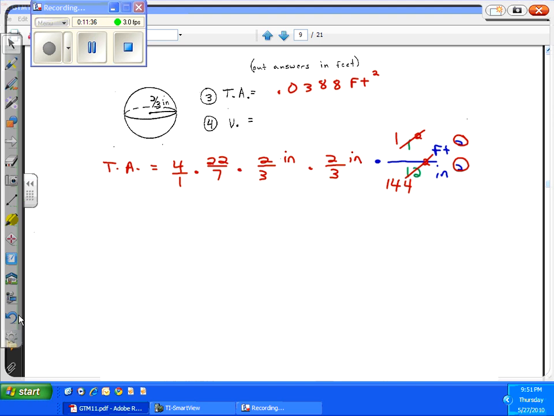Okay. Volume. Volume is 4/3 times pi, which is 22 over 7, times the radius cubed, which is the radius times itself 3 times.